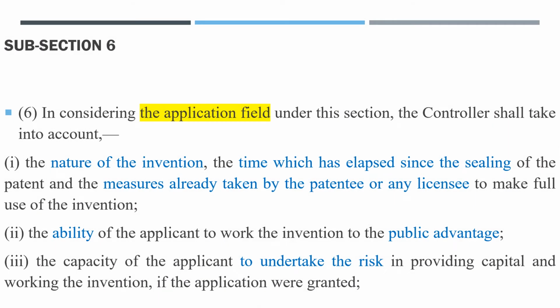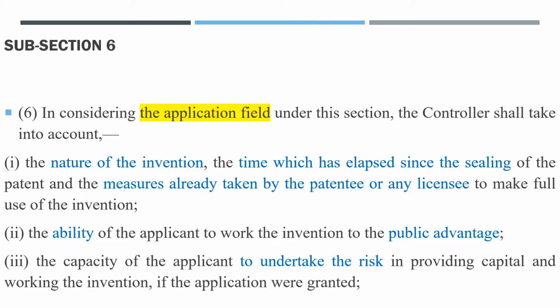Subsection 6 says, in considering the application filed under this section, the controller shall take into account, clause 1, the nature of the invention, the time which has elapsed since the sealing of the patent, and the measures already taken by the patentee or any licensee to make full use of the invention. Clause number 2, the ability of the applicant to work the invention to the public advantage. Clause number 3, the capacity of the applicant to undertake the risk in providing capital and working the invention if the application were granted. Fine. So here the key phrase is the application filed.